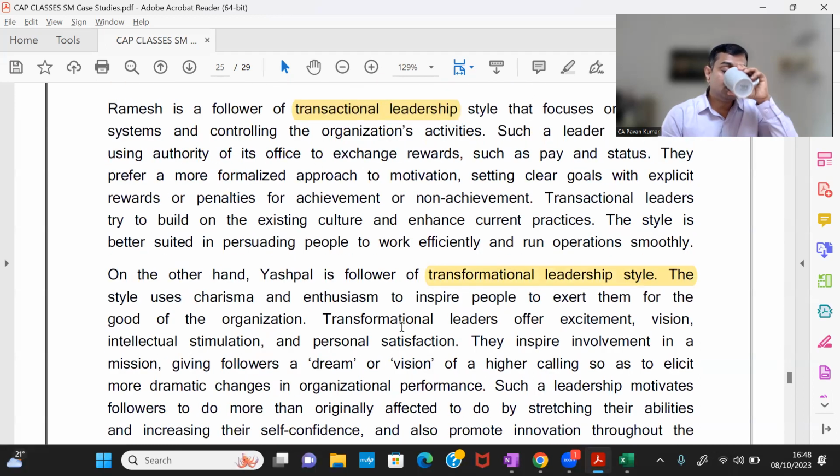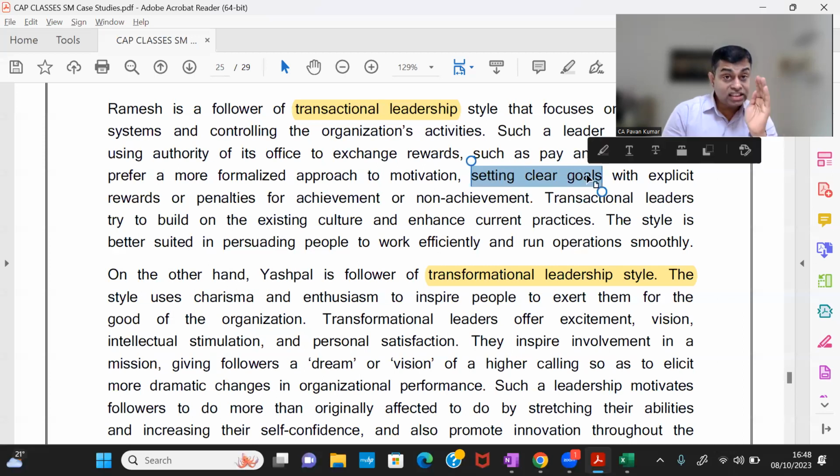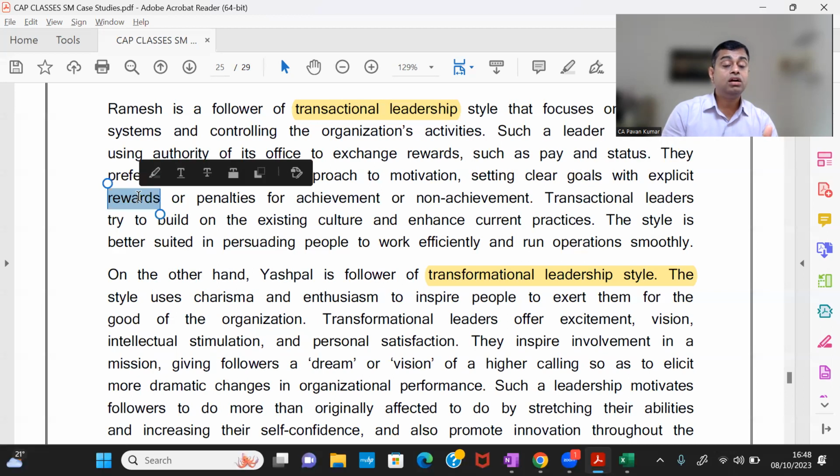Do you understand this? So Ramesh follows a formalized approach, setting clear goals. This is the goal you have to achieve. If you achieve, I'll give you this reward. If you do not achieve, this will be the penalty. That is what he's telling.